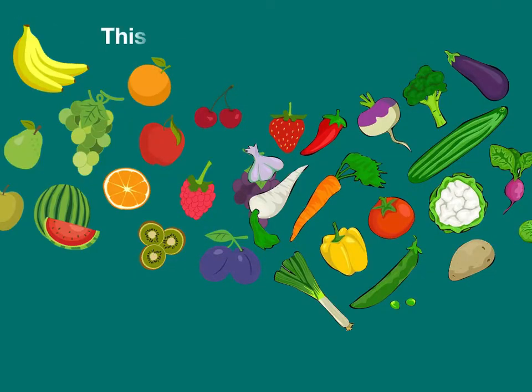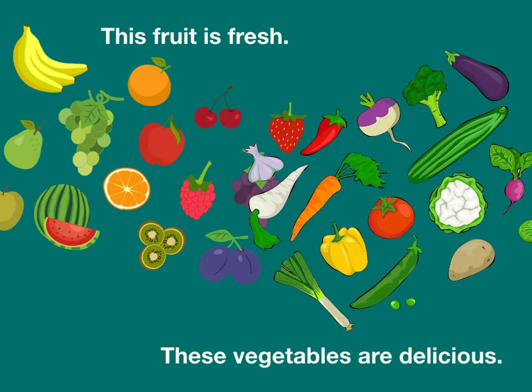Now we don't count either fruit or vegetables. So why is it that fruit is uncountable and vegetables are countable? I don't know.